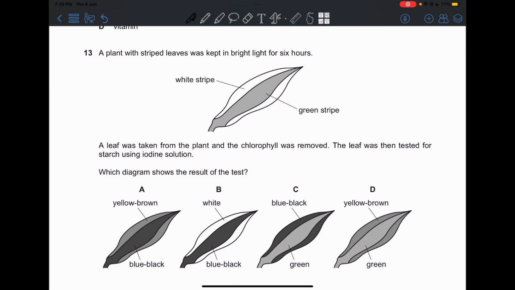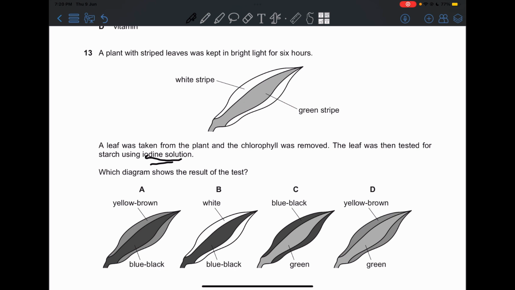Number 13, a plant with striped leaves was kept in the bright light for 6 hours. A leaf was then taken from the plant and the chlorophyll was removed. The leaf was then tested for starch using iodine solution. If you want to know more about the iodine solution, I have explained it in my paper 6 tips and tricks video. Which diagram shows the result of the test?